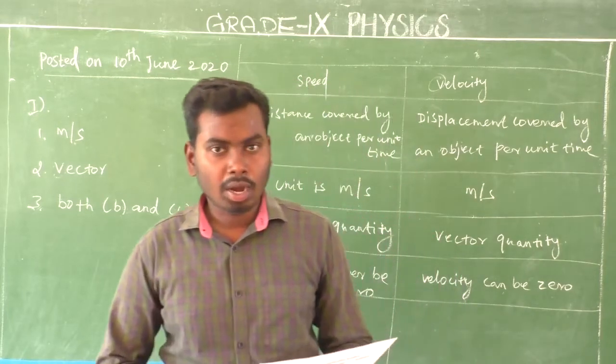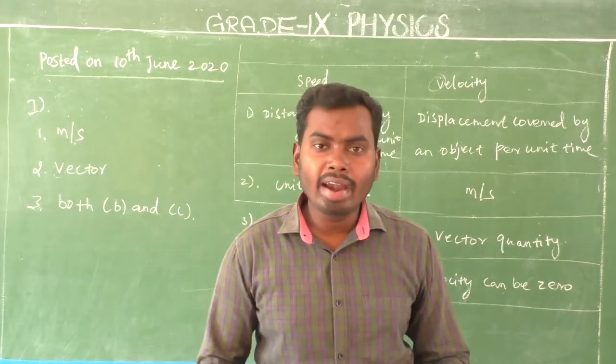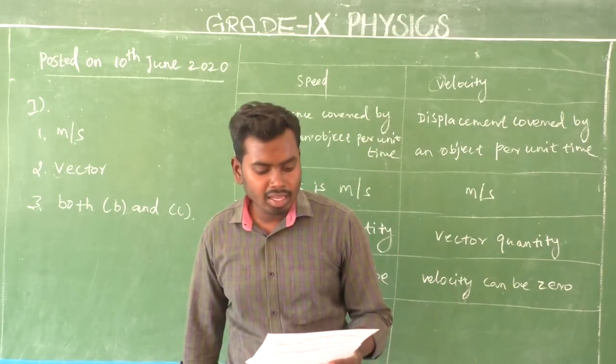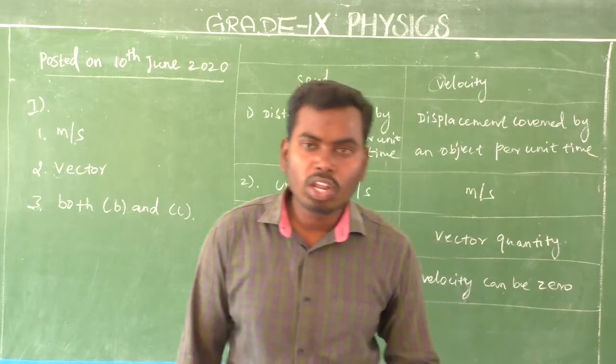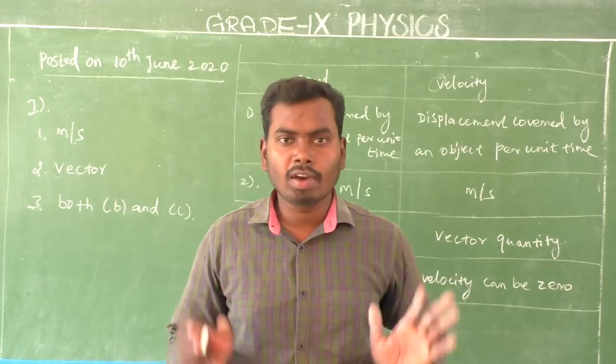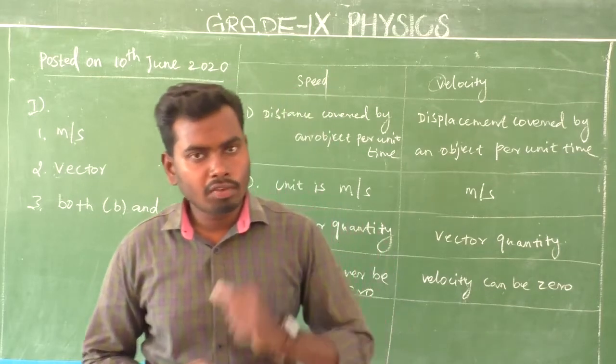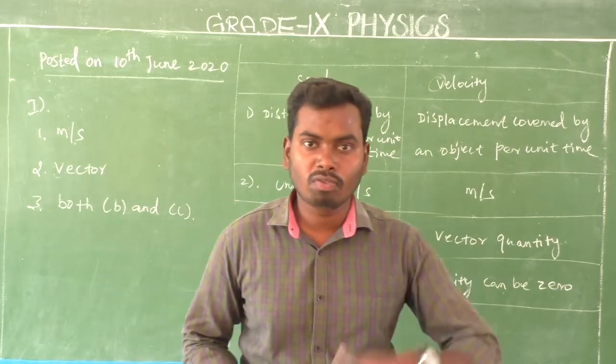Next, sixth question. Come to the sixth one. When is a body said to have uniform velocity? So what is uniform velocity, sir? That is the question. Is it clear? We already know very well what uniform velocity is.